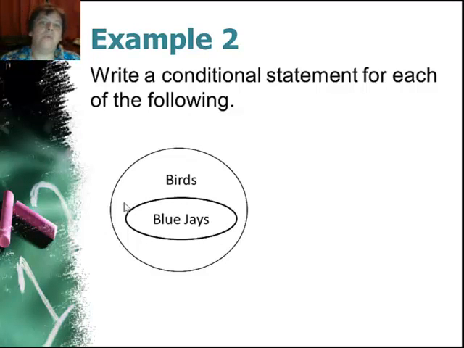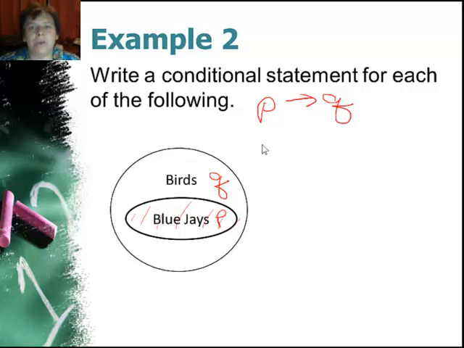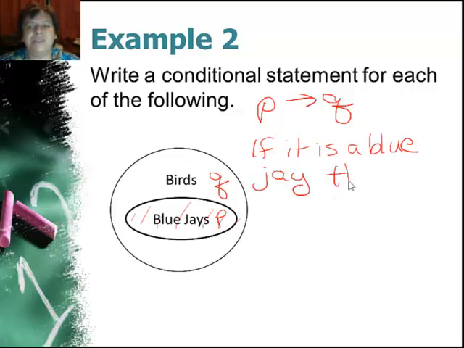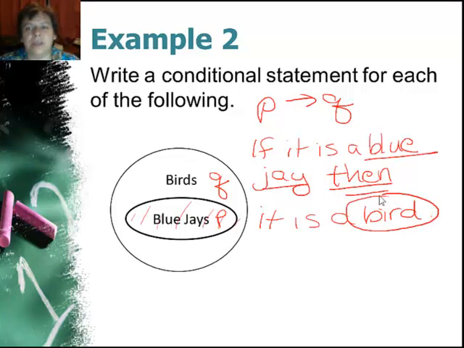In example 2, I want to write a conditional statement for 2 things. We're going to start with this Venn diagram. The way I always like to start, there's the P. Look, I'm standing in P. If I'm standing in P, then I'm in Q. So if I use the symbols, it's if P, then Q. So if it is a blue jay, and you can use it if you're not feeling very creative, then it is a bird. So the bird is the conclusion, and blue jay is the hypothesis. There's a blue jay, and there's the bird.